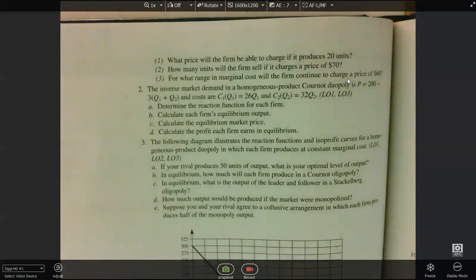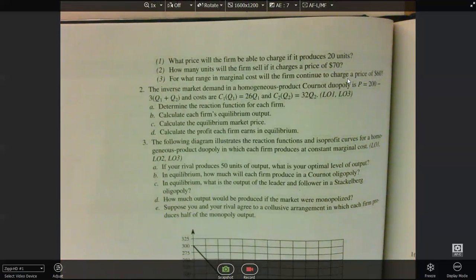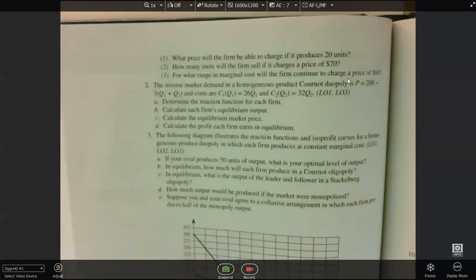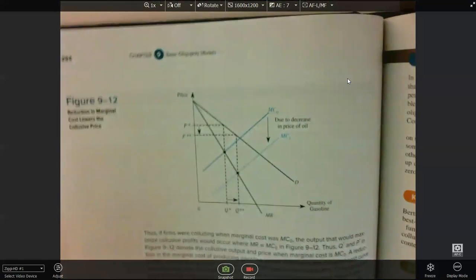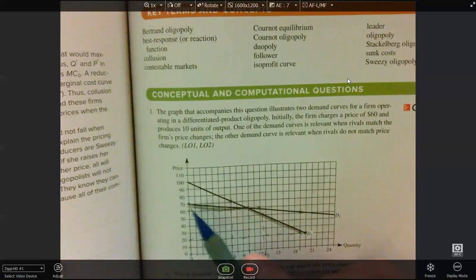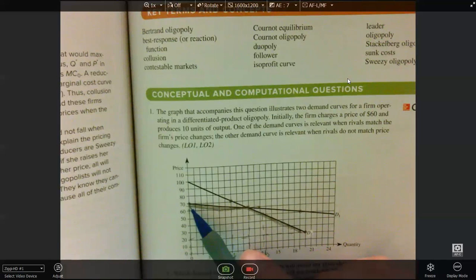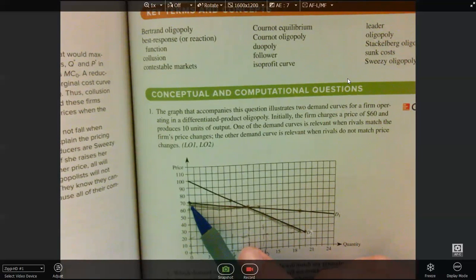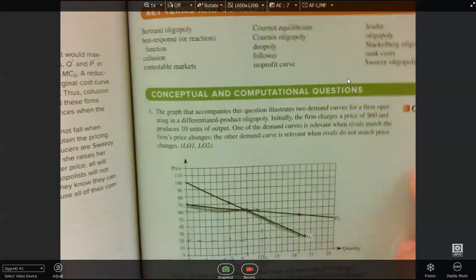How many units will a firm sell if it charges a price of 70? Price of 70. So we're at 70, and we already talked about that. We're going to get 0 units, right? Our socks are too expensive.